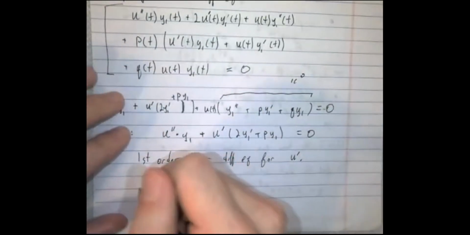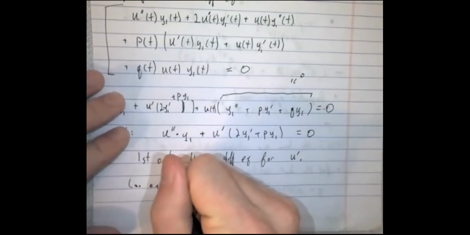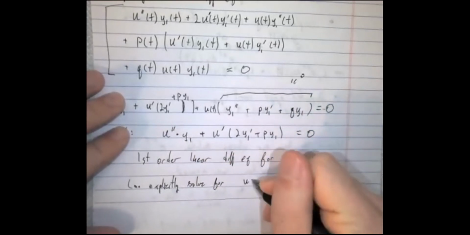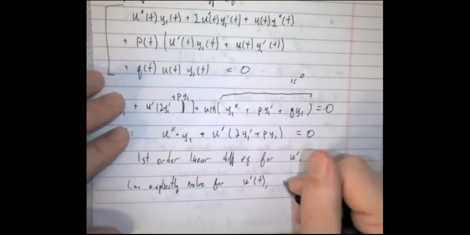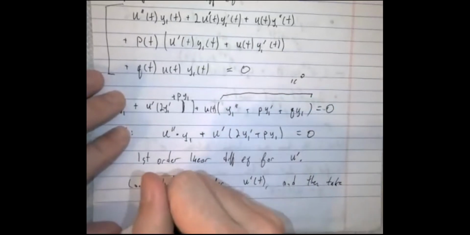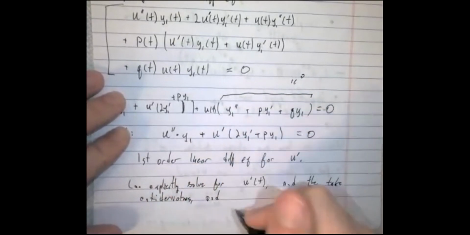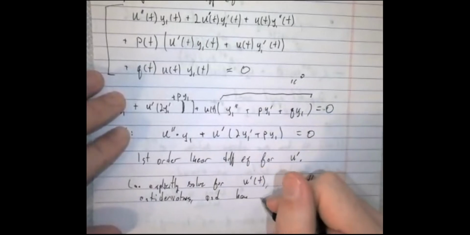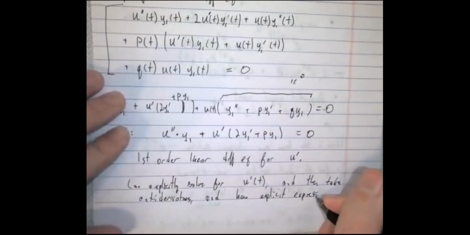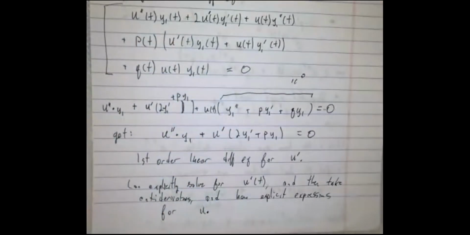So thus, we can explicitly solve for u prime of t, and then take antiderivatives and have explicit expressions for u. So this is why it's called reduction of order.